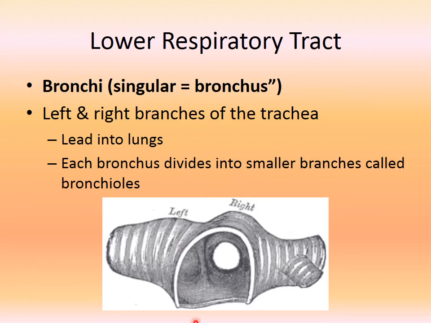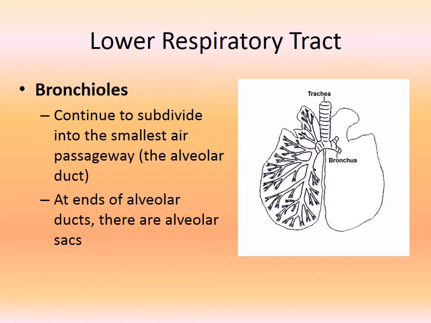So you can see here the trachea is coming down, and then it goes into right and left bronchi, and it leads into the lungs. Each bronchus divides into smaller branches called bronchioles. Bronchioles are basically the subdivisions of our bronchi and continue to divide into smaller air passageways.